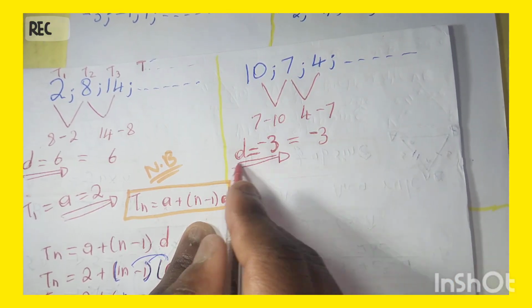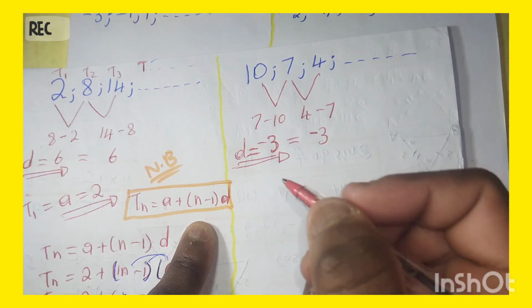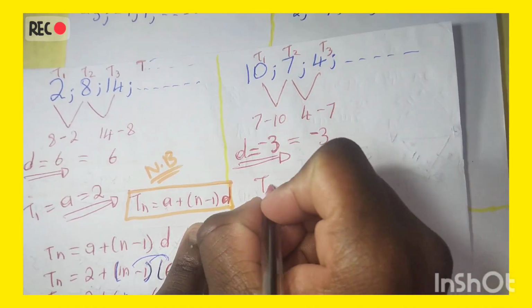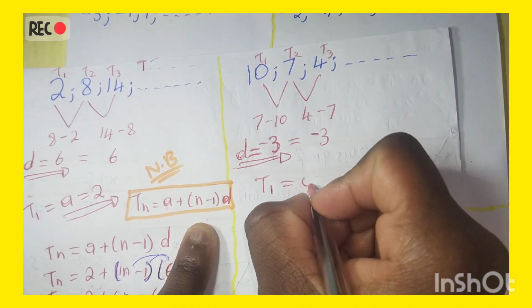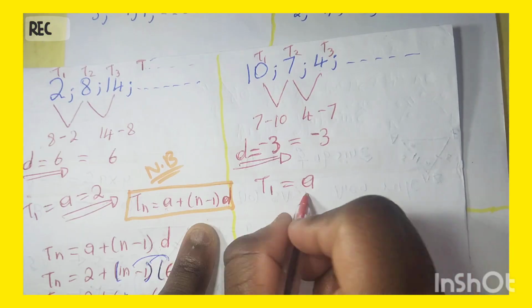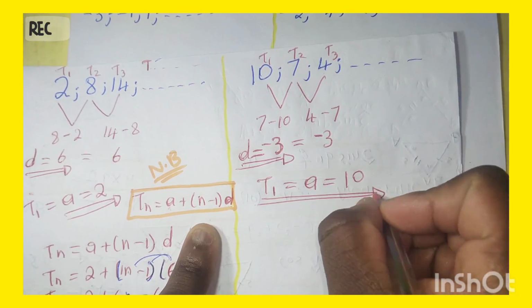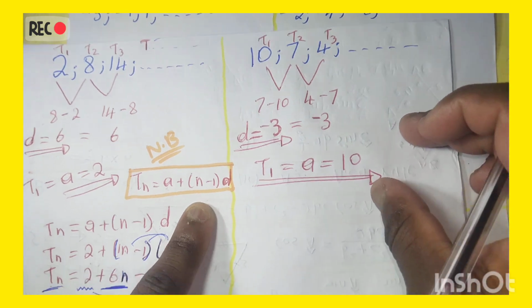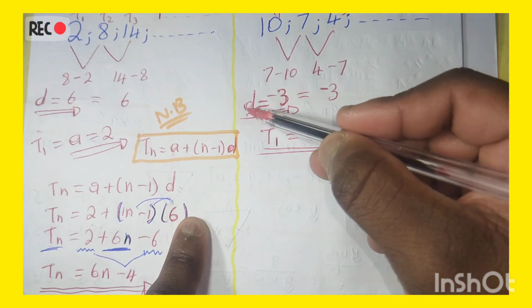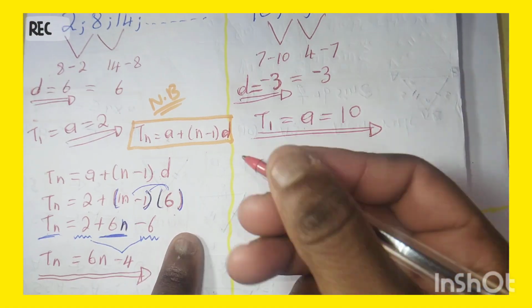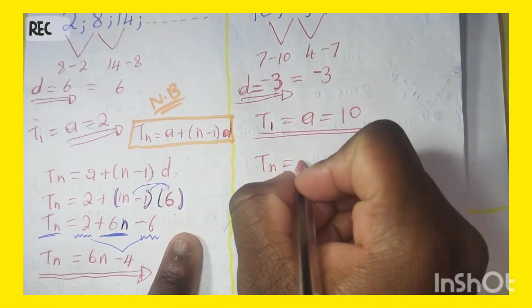So now I know the difference. Let me find the value of A. Here I got term 1, term 2, term 3. The first term, which is term 1, represents the value of A, which is that first term, it's 10. So now I know this one. Do you see? So once I know these two pieces of information, our D is equal to -3 and our A is equal to 10, I'll go straight to this question then.